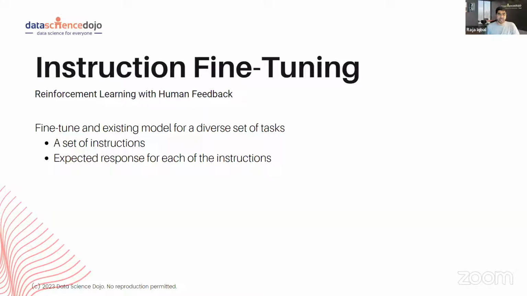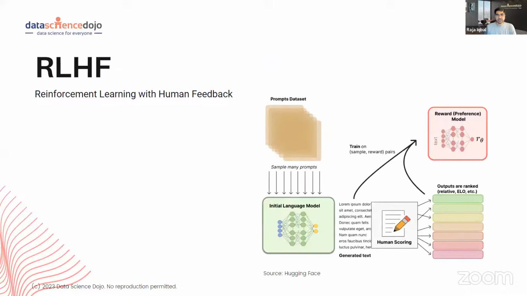Well, you can have some sort of instruction fine-tuning. You give it a set of instructions, and the expected responses for each of the instructions. That's one way to handle this misaligned behavior: a given set of inputs and a given set of outputs, and you ask your model to learn to figure out the right way to respond.